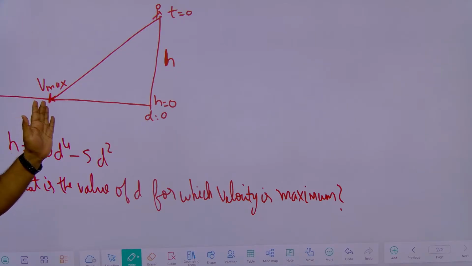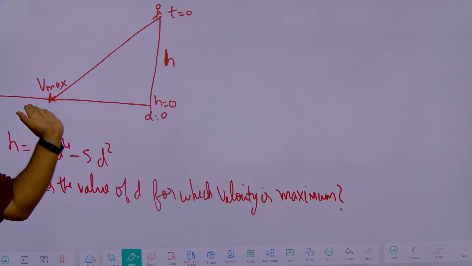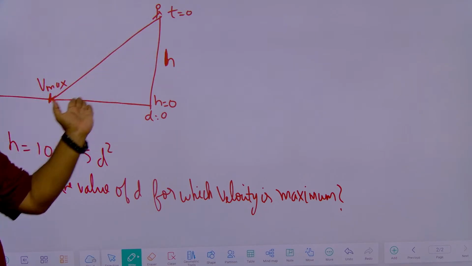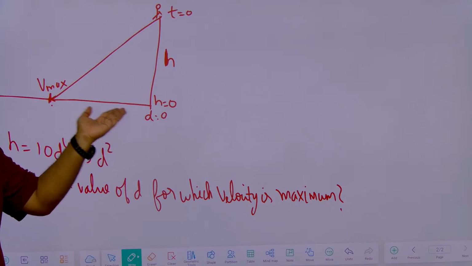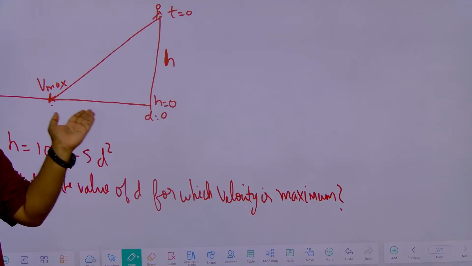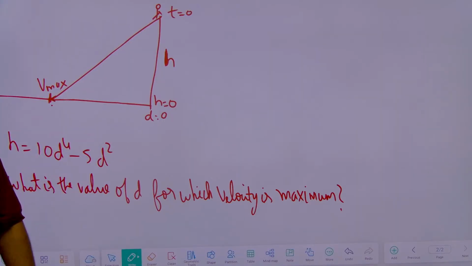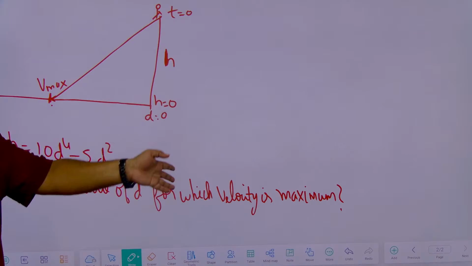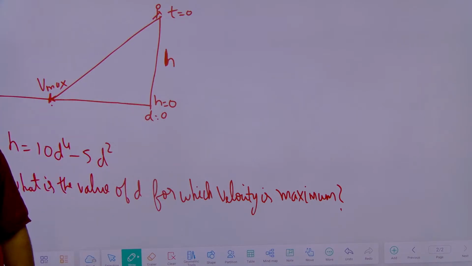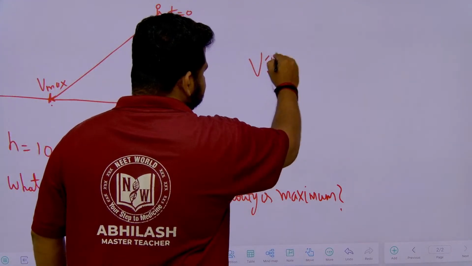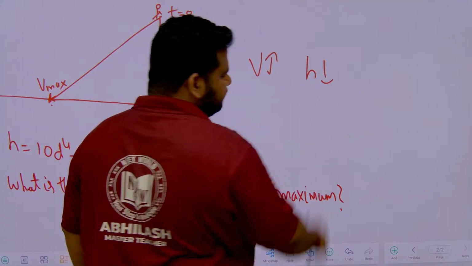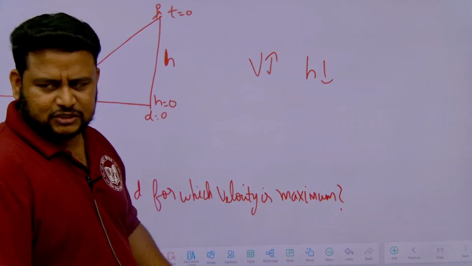Understood or not? Because at this point velocity is maximum, not at this point. So at this point, what is height? There is no height at all. It is the same as a plane surface. So if you want velocity maximum, height should be 0 or it should be minimum. Velocity maximum means height should be minimum, or almost equal to 0.